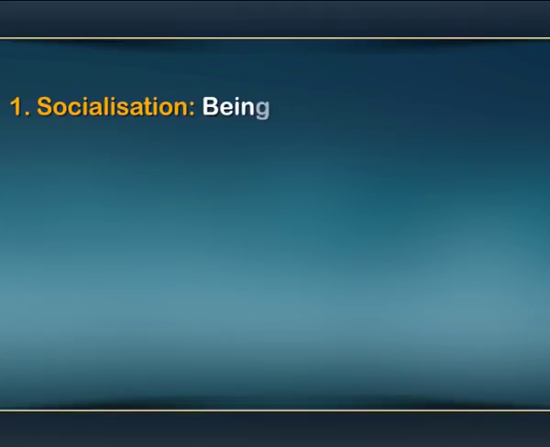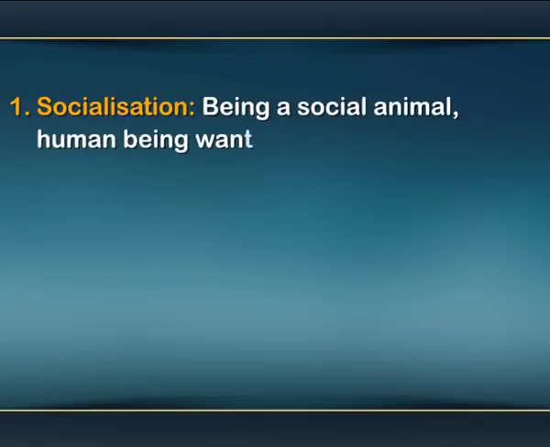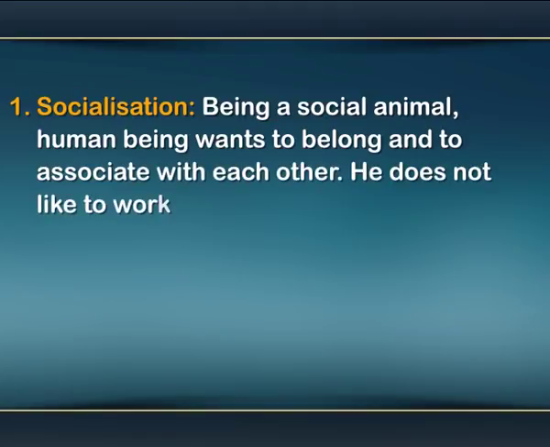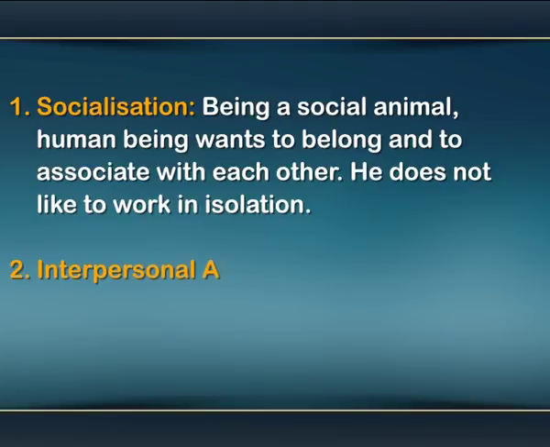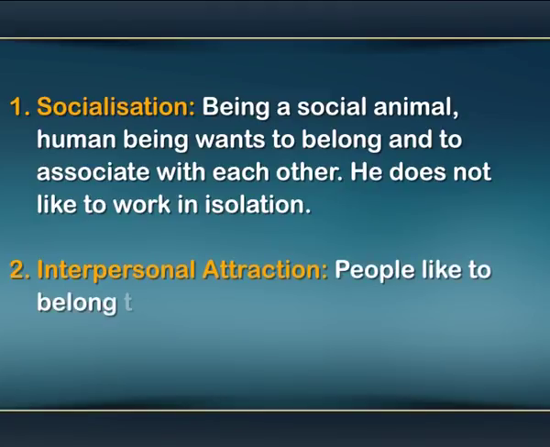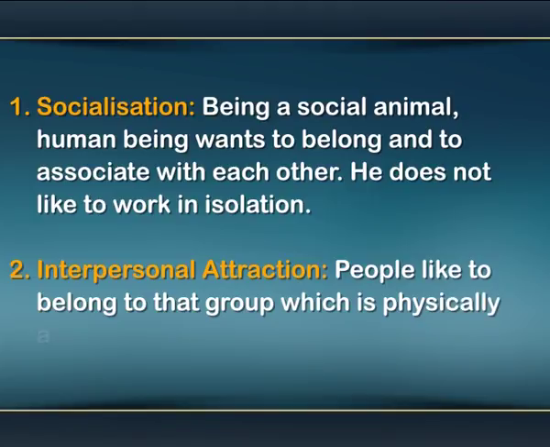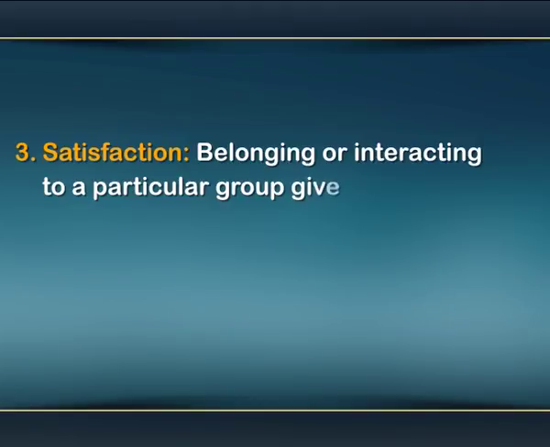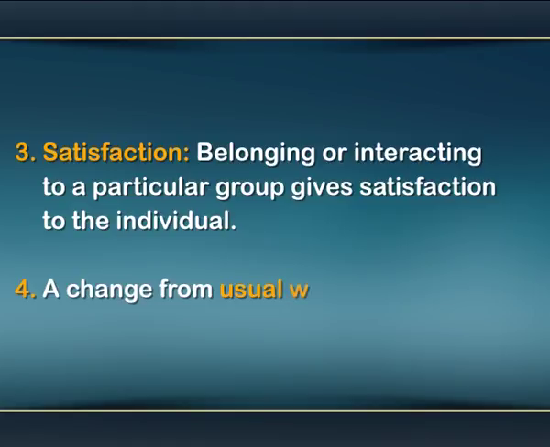Reasons for formation of a group. First, socialization. Being a social animal, human being wants to belong and to associate with each other. He does not like to work in isolation. Second, interpersonal attraction. People like to belong to that group which is physically attractive and similar to them. Third, satisfaction. Belonging or interacting to a particular group gives satisfaction to the individual. Fourth, a change from usual work environment.